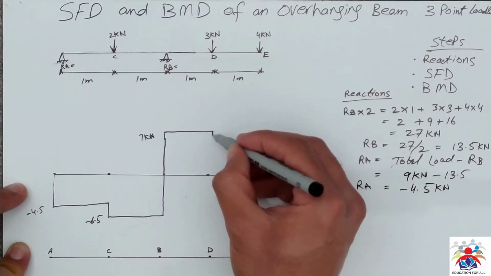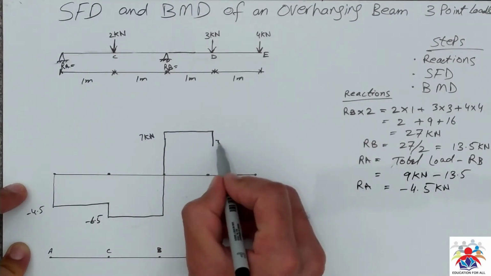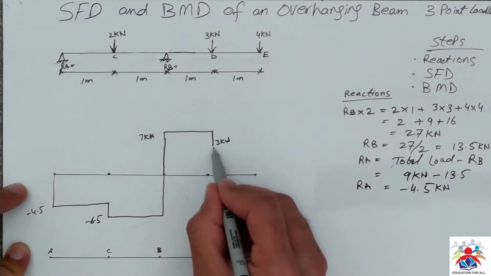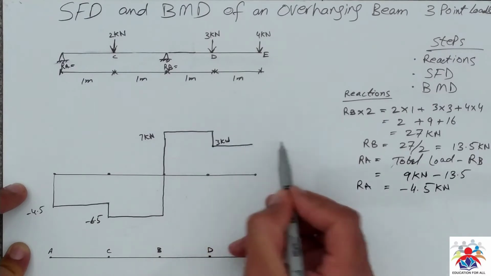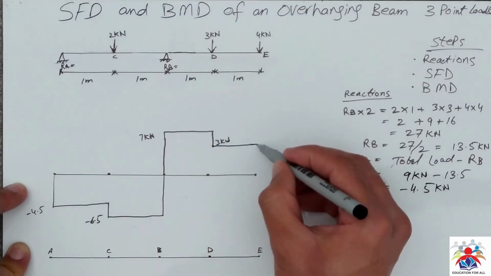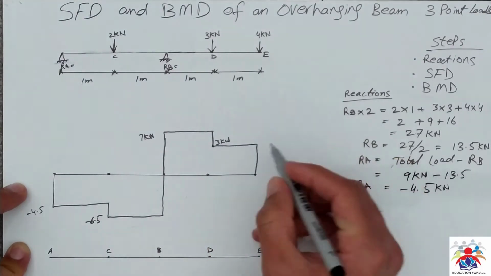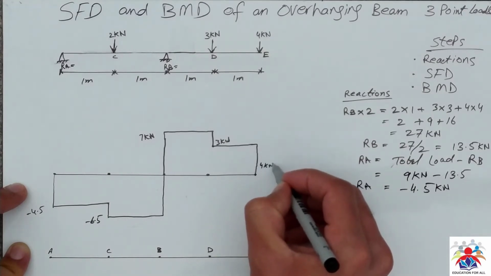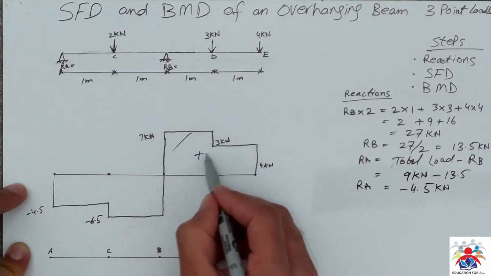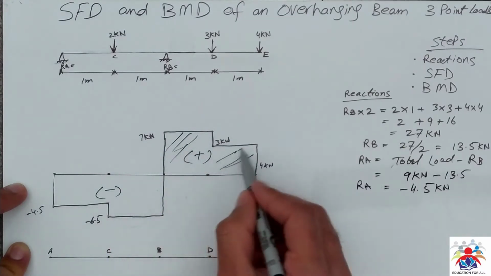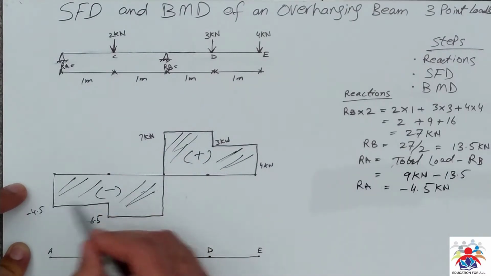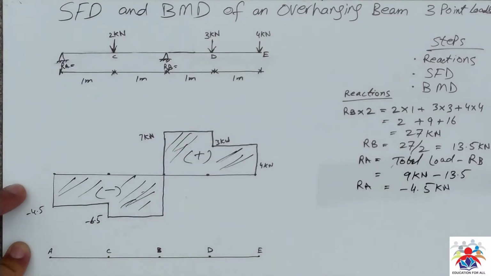At point D, 3 kilonewton is acting downward. So this is 3 kilonewton. Once you are at point D, then we have to move to point E. At point E, 4 kilonewton is acting downward. So this is our positive zone and this is our negative zone. That's how you can draw a shear force diagram for this type of beam.